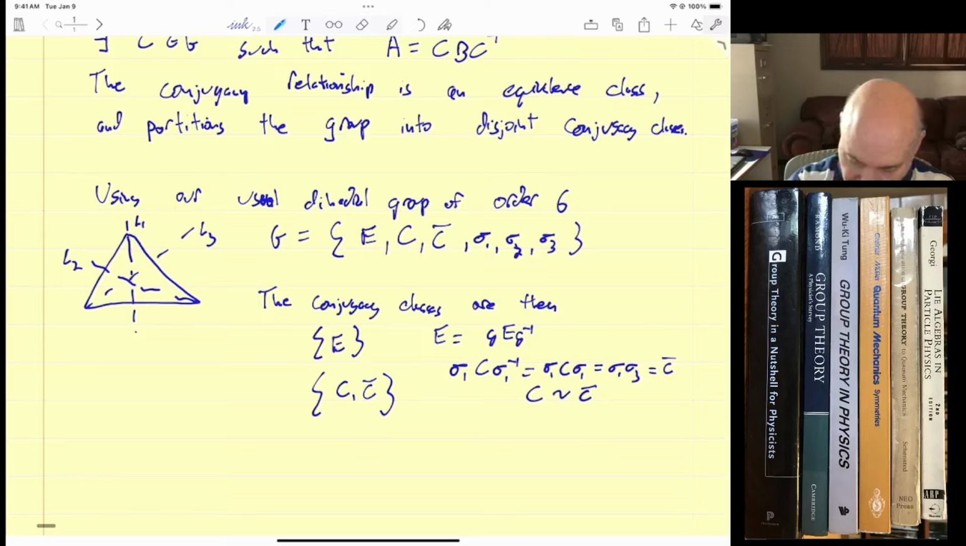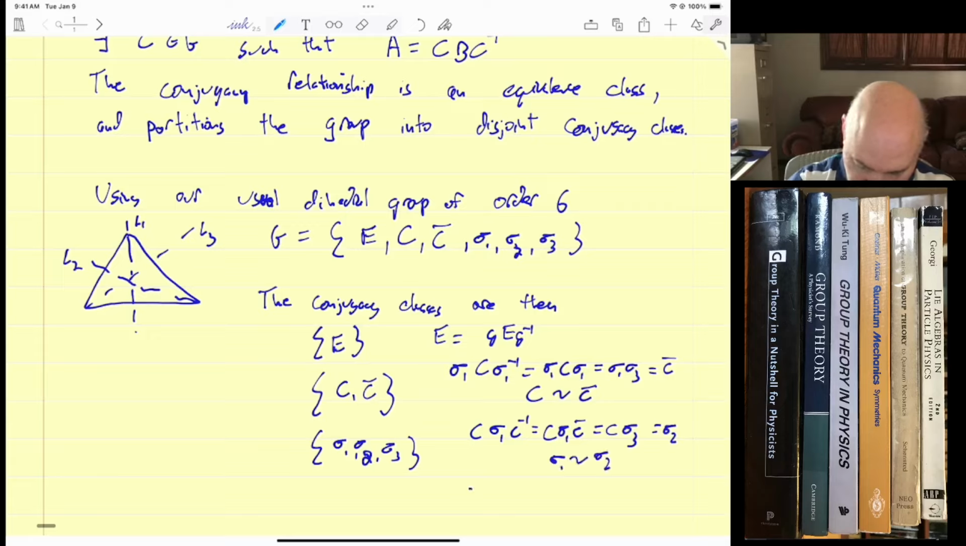So that gives us this element. Then the final class consists of sigma 1, sigma 2, and sigma 3. These form a class, and you can see that by C sigma 1 C inverse is equal to C sigma 1 C bar is equal to C sigma 3, which is equal to sigma 2. So sigma 1 is equivalent to sigma 2, and then you can do C bar sigma 1 C bar inverse, which is equal to C bar sigma 1 C equal to C bar sigma 2, which is equal to sigma 3.